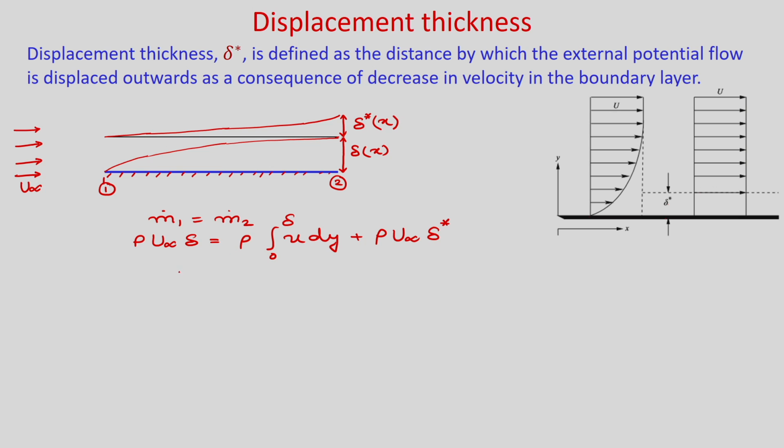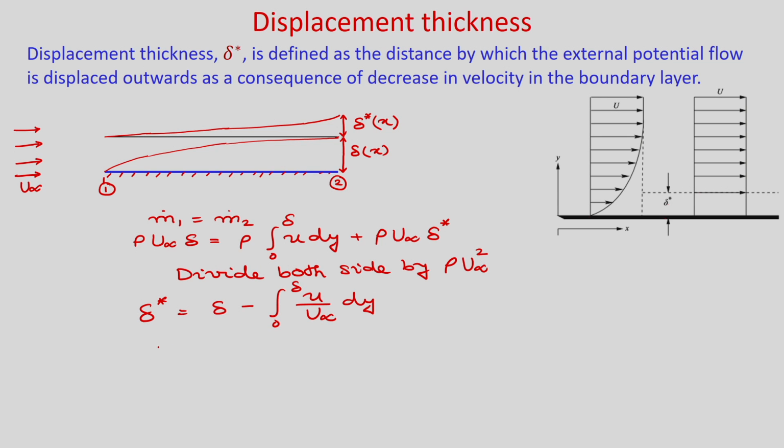Okay. So, now divide both sides by rho u infinity square, and rearrange. Delta star, you will get as delta minus integral 0 to delta u by u infinity dy. And delta also we can represent as integral 0 to delta dy. So, if you represent it here, then we can write this displacement thickness delta star as integral 0 to delta of 1 minus u by u infinity dy.